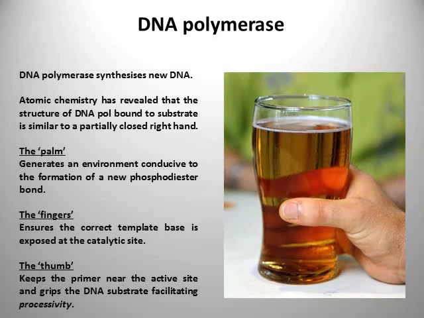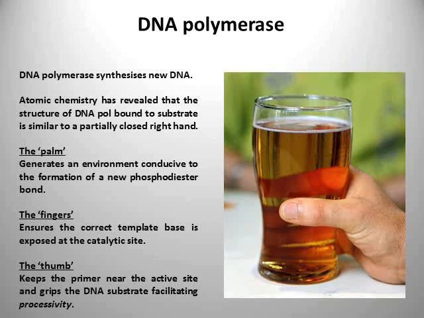So obviously DNA polymerases are the enzymes which synthesize or polymerize new DNA. And atomic-resolution structural chemistry, which has only been around for the last 20 years or so, maybe 25 years now, has enabled us to see the structure of DNA when bound to DNA polymerases. In other words, you can look at the structure of a DNA polymerase when it's actually bound to a double-stranded DNA molecule. And people have noted that the structure of the polymerase is anecdotally similar to the structure of a partially closed right hand.